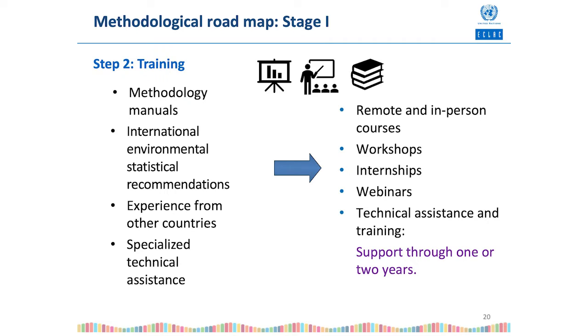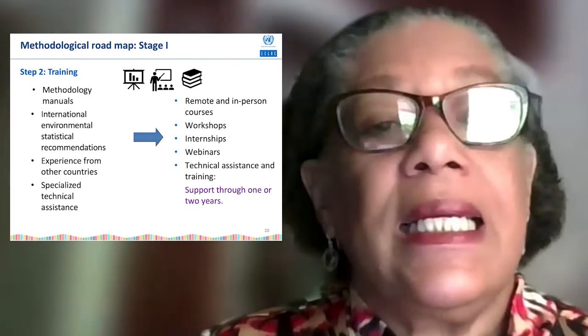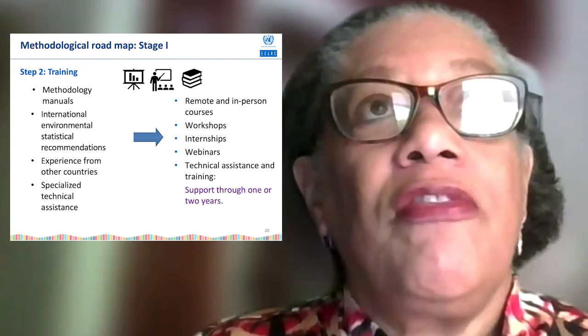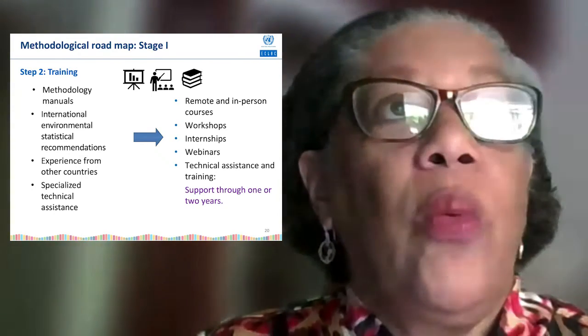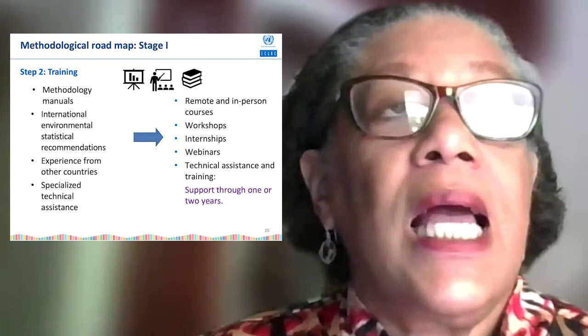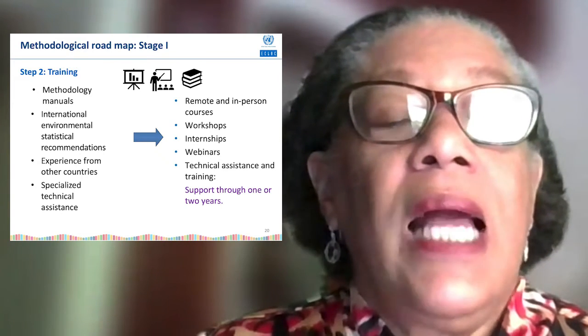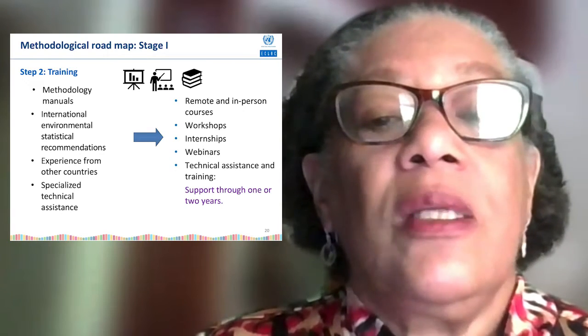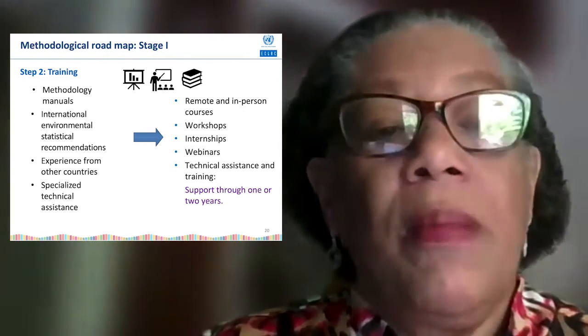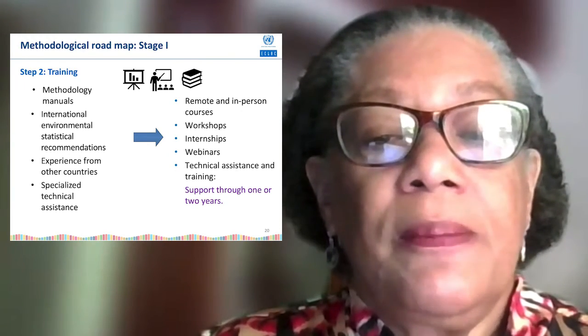So under this team that is being built, we would need training, which is step 2. So this can be done using methodological manuals, international environmental statistical recommendations, experiences that are learned from other countries, as well as specialized technical assistance. And these would be in the form of remote and in-person courses, workshops, internships in other countries, webinars such as this one, and technical assistance and training with support through 1 or 2 years from a specialized agency.